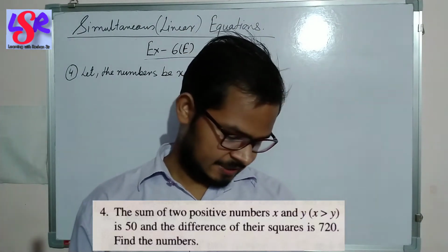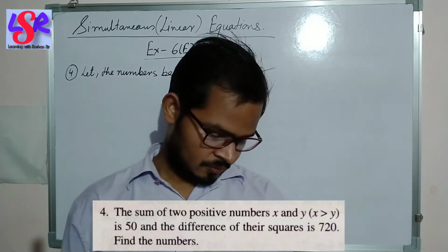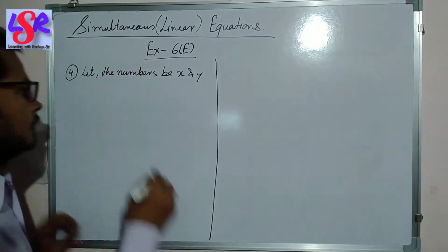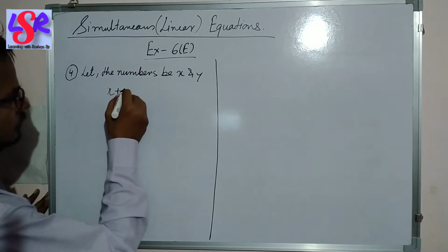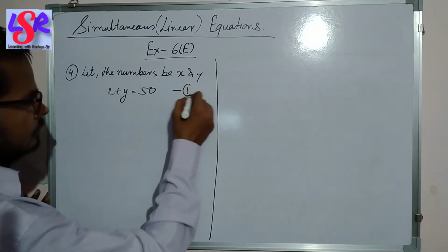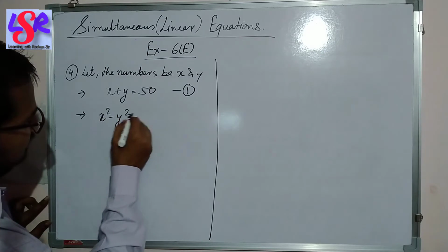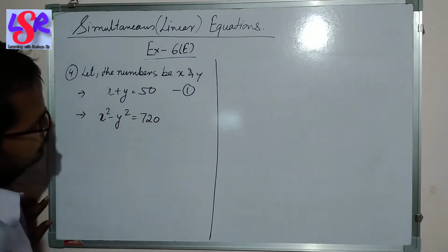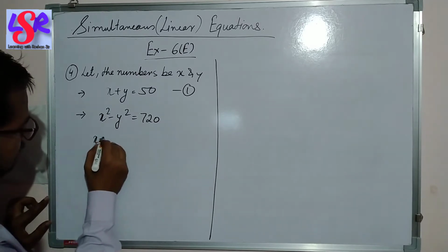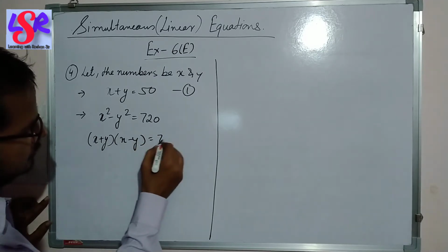Here we are having the sum of two positive integers, that is x and y, is 50, and the difference of their squares is 720. Find the numbers. Here it is given the sum of these two numbers is 50, so x plus y equals 50. This is your first equation. Then the difference of their squares is 720. Now as it is x square minus y square, this can be written as x plus y and x minus y, that equals 720.